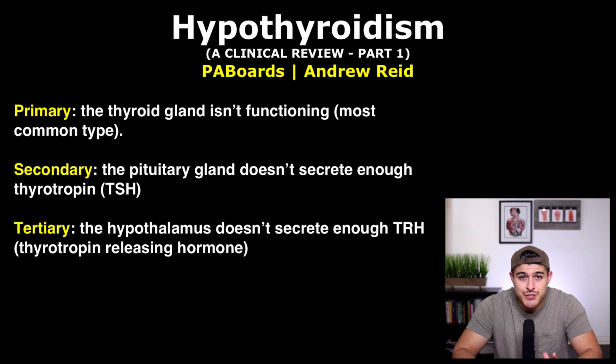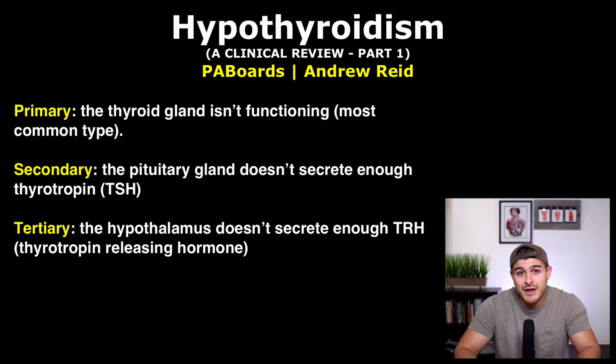And then finally, we have tertiary. This is when the hypothalamus doesn't secrete enough TRH. This is thyrotropin releasing hormone. And if we don't have enough TRH, then this is going to result in underproduction of TSH and ultimately an underproduction of thyroid hormone. And thyroid hormone is going to be T4 and T3.